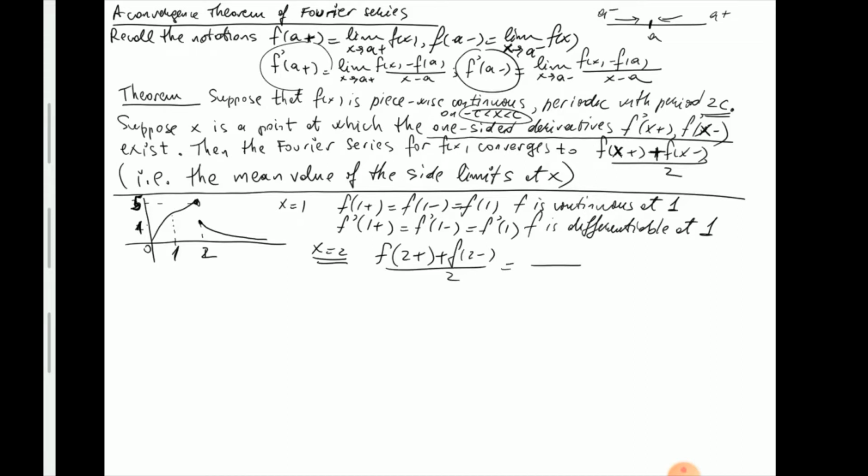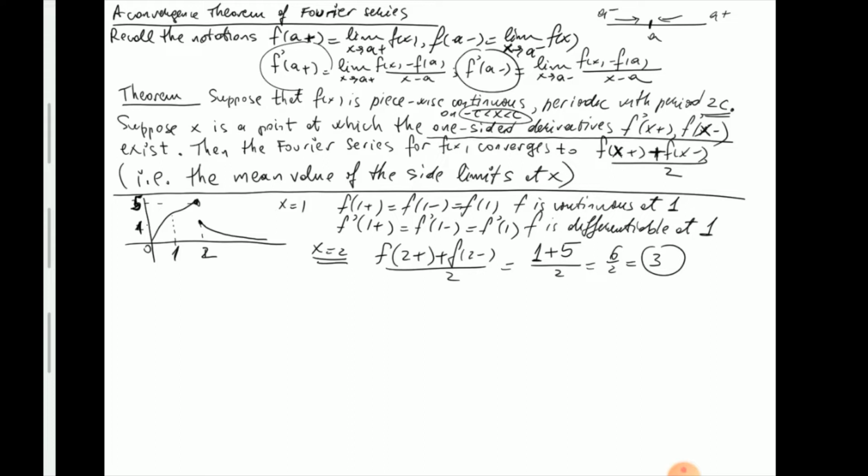Now, as x approaches 2 from the right, the limit is 1. As x approaches 2 from the left, the limit is 5. So then the series will converge to the average value of these two-sided limits. So that is the main thing to keep in mind in terms of the convergence.